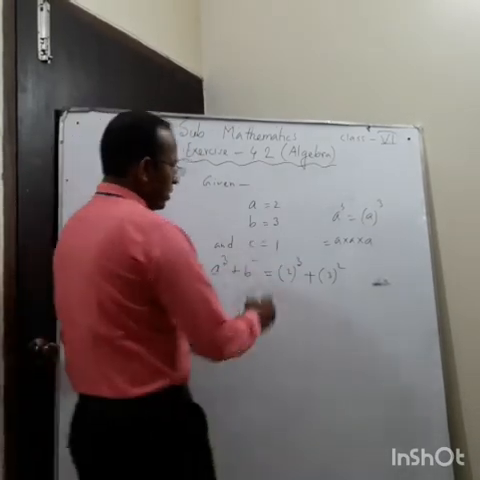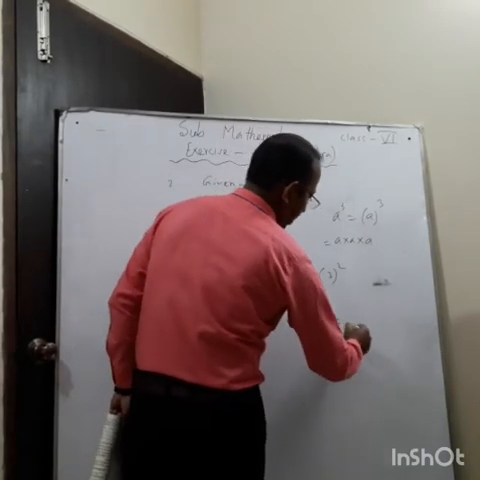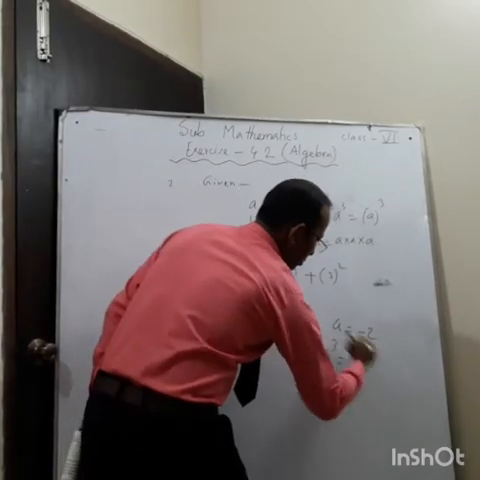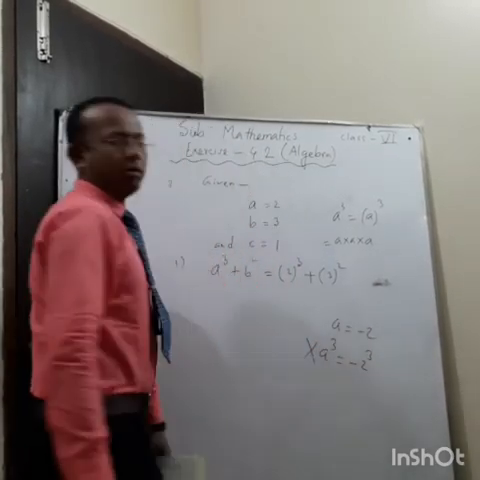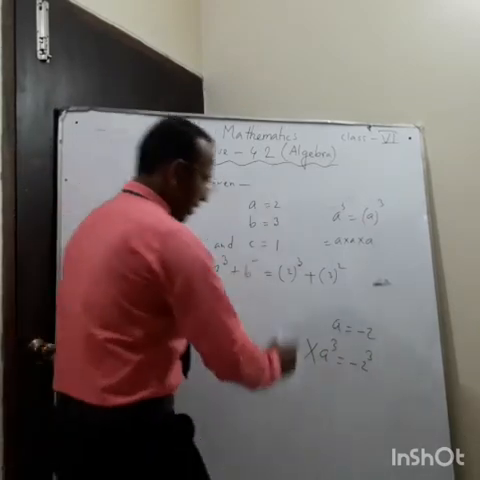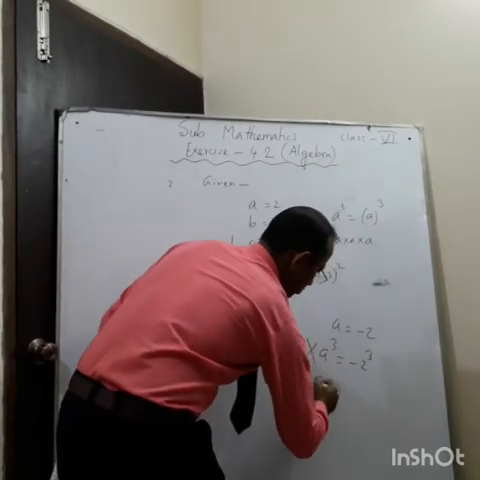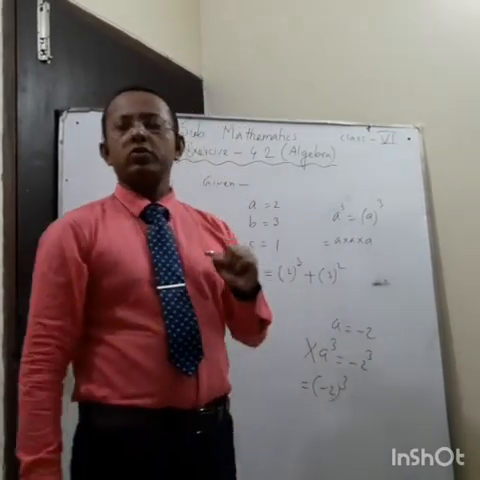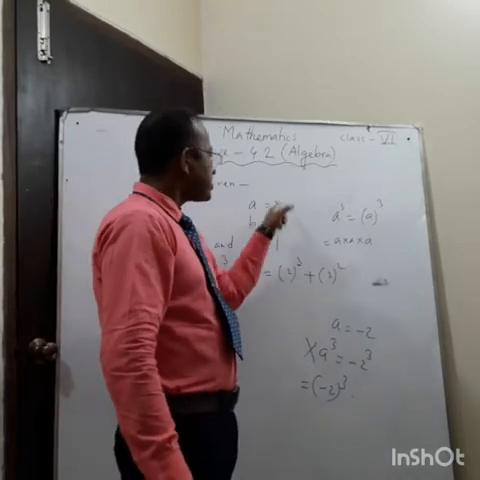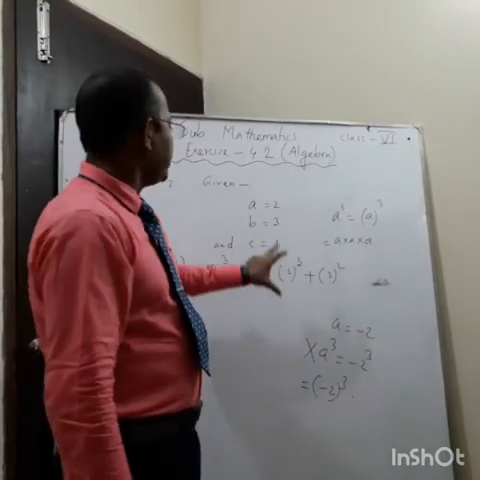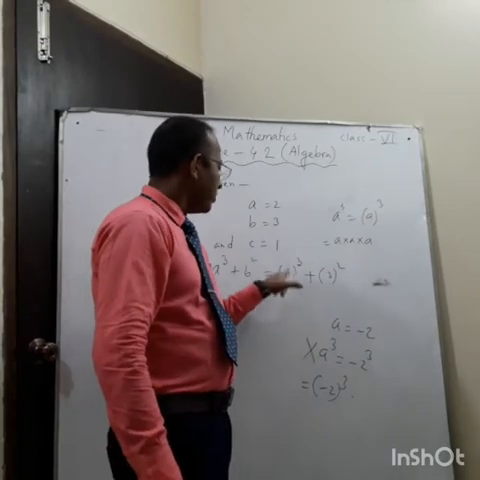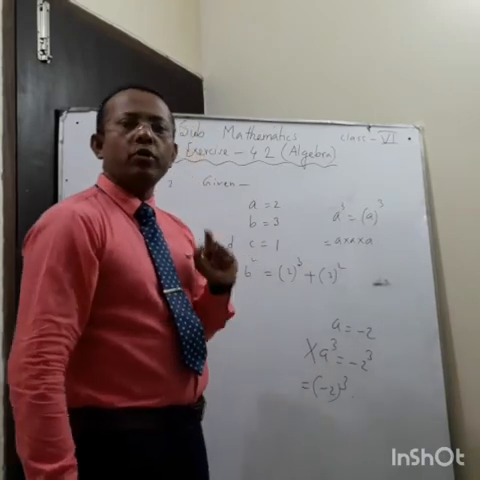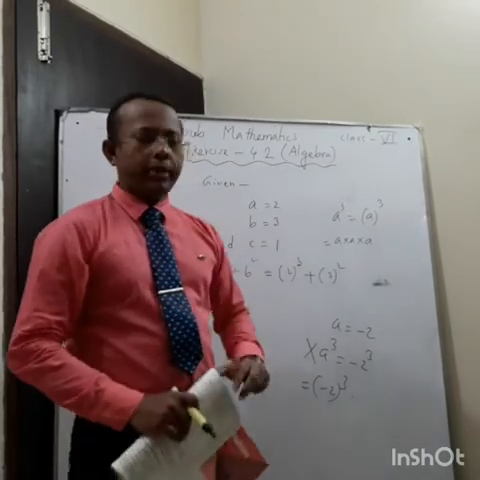That is, if a equal to minus 2, then if I say a cube equal to minus 2 cube, this is wrong. We must write a cube equal to minus 2 whole cube. But when the values are positive, in that moment it is not necessary to write the values within the bracket. But if the values are negative, in that moment we must write the values within the bracket.